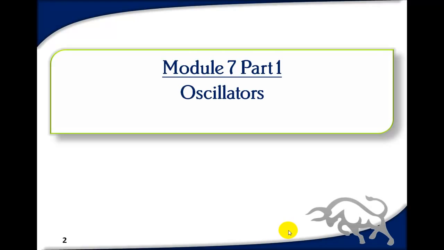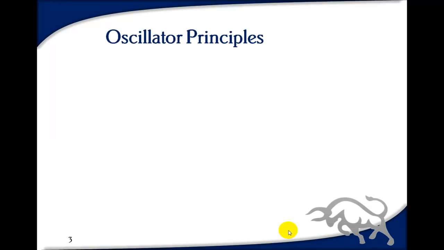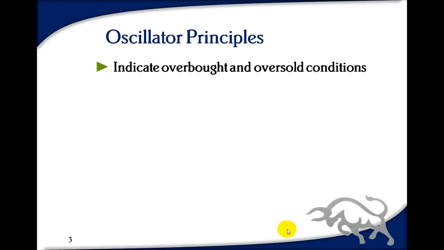In this part 1 of Module 7, we'll look at oscillators, which are usually either plotted beneath the price chart, or you'll just have to refer up vertically to where it is on the chart and what it's referencing. Oscillators, as the name suggests, go up and down. They oscillate between extremes, and they do indicate overbought and oversold conditions.